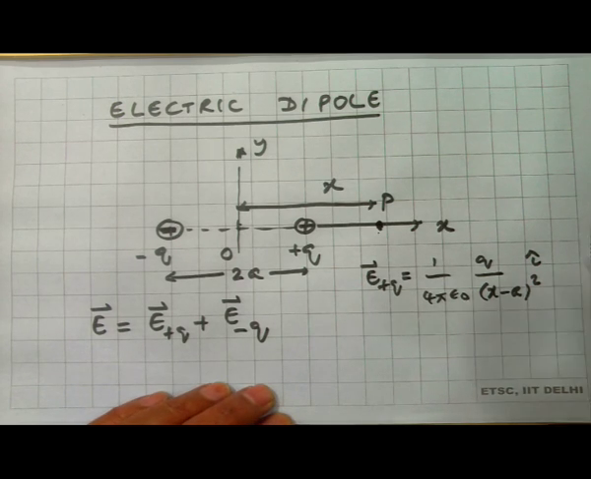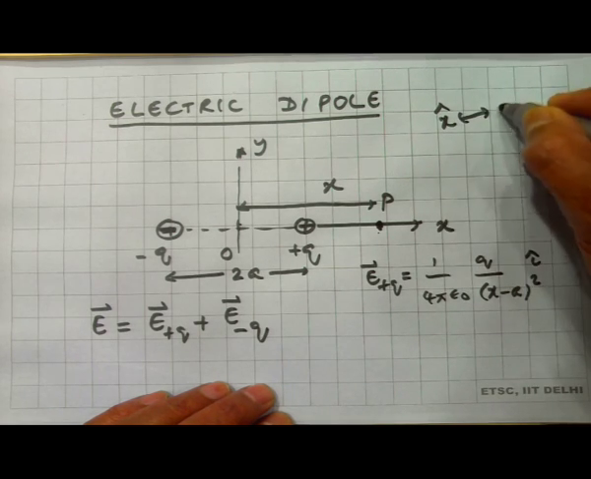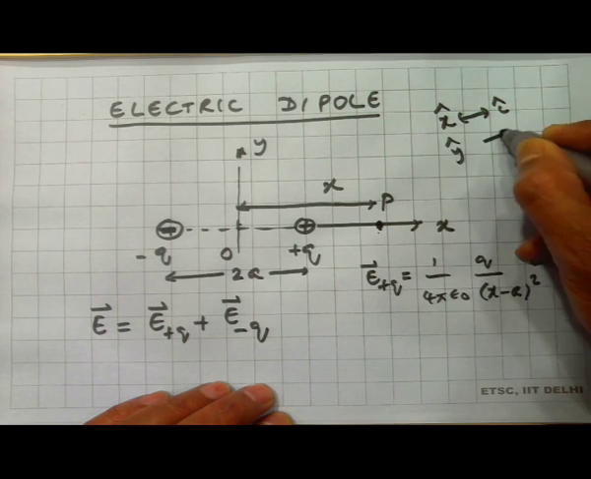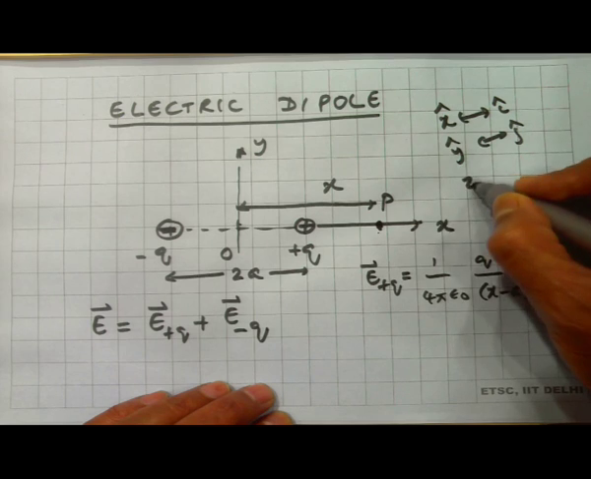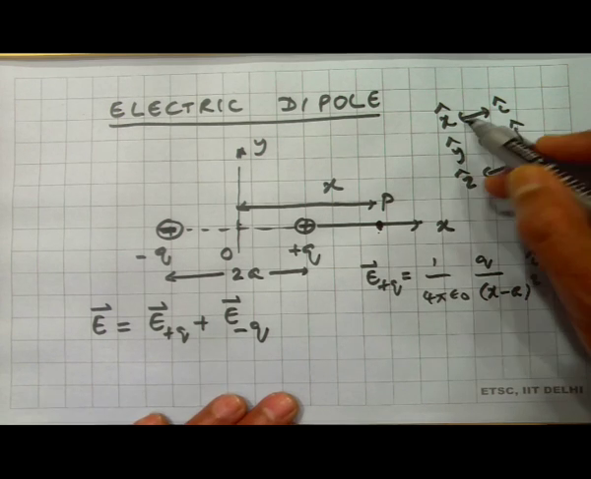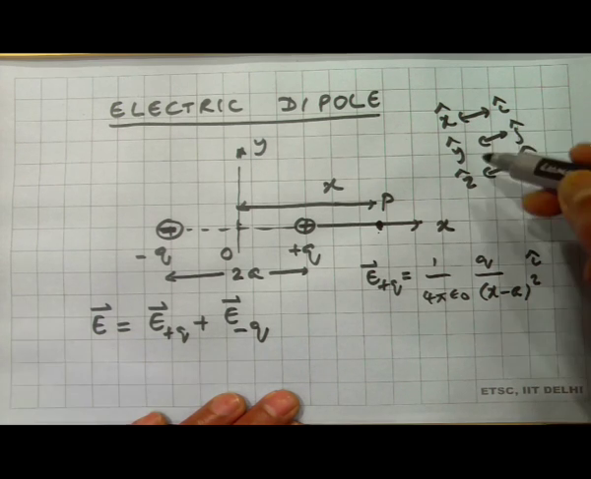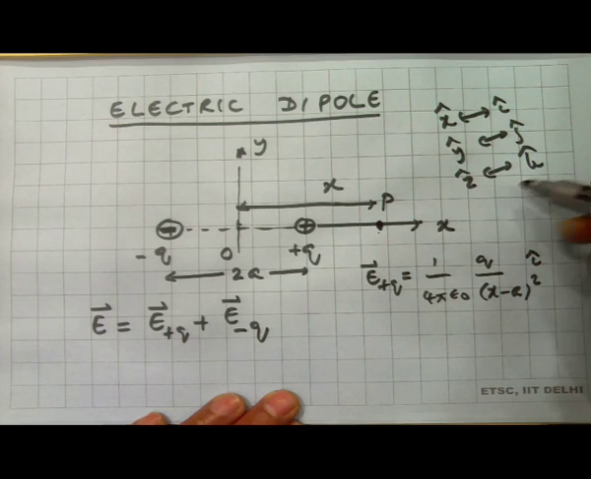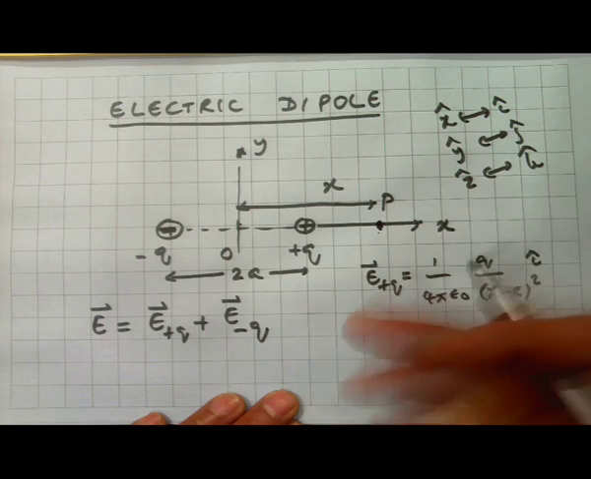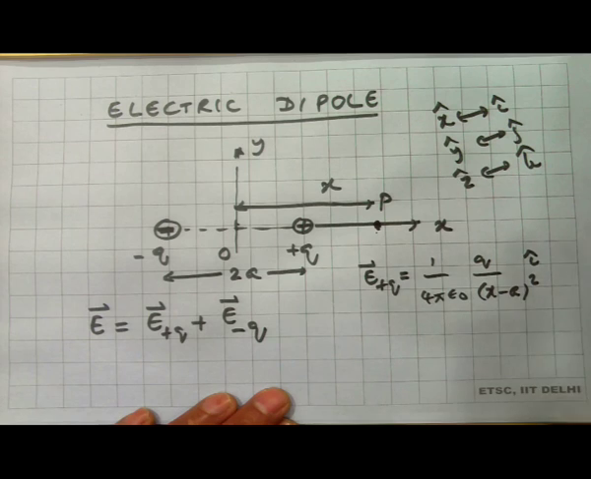Okay, I must clarify something here. In an earlier lecture, I had used x cap. This is the same as i cap. y cap is the same as j cap, and z cap is the same as k cap. Unit vectors. The unit vector along the x direction is i cap or x cap. The unit vector along the y direction is j cap or y cap. The unit vector along the z direction is k cap or z cap. So, you should get used to the notations. Sometimes people use i cap, j cap, k cap. Sometimes people use x cap, y cap, z cap. So, they represent the unit vectors along the x, y, and z directions.